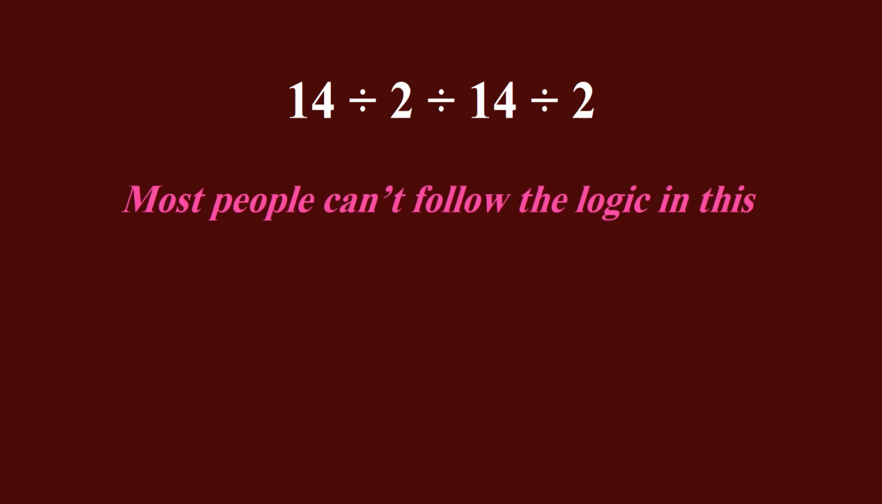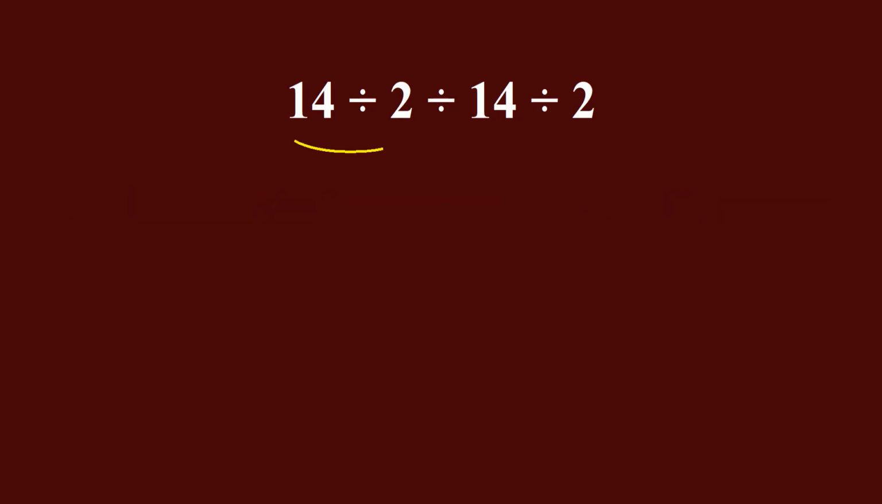In this fresh upload, 14 divided by 2 equals 7, and 14 divided by 2 equals 7. Now we have this problem, 7 divided by 7 which equals 1. But this answer is not correct because according to the order of operations we must do this division, then this division, and at last this division.